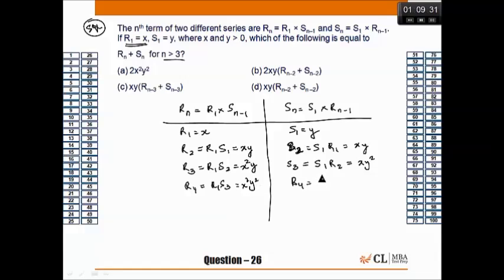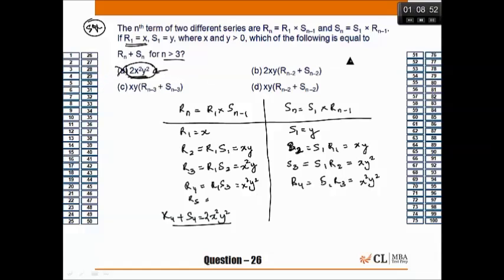R4 will be equal to S1 into R3, S1 and R3 are X square Y into Y, so X square Y square. Great. So R4 plus S4 would be equal to 2x square y square. But then R5 will be different, no? Any value is not going to be 2x square y square because it keeps on changing, x square y, x cube y square. So this can't be the answer.